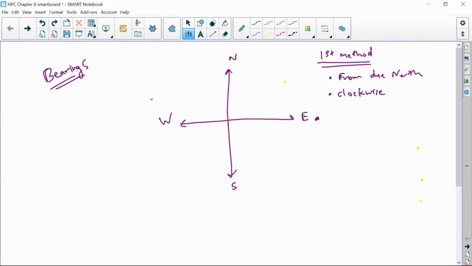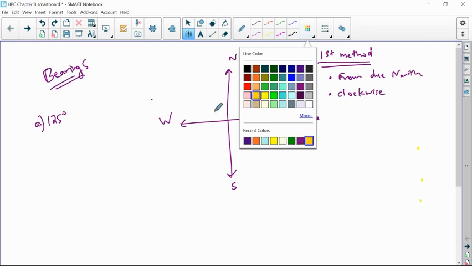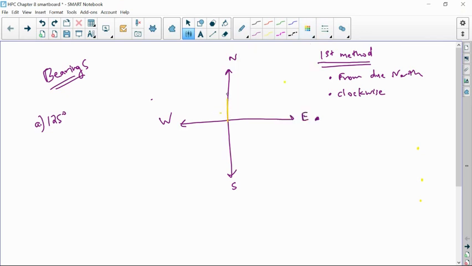So, if I said, okay, show me a trajectory of a 125-degree bearing. So 125 degrees, I would start due north, which is here, and I would open up 125 degrees in this direction. And so this ray right here would be my bearing of 125 degrees.